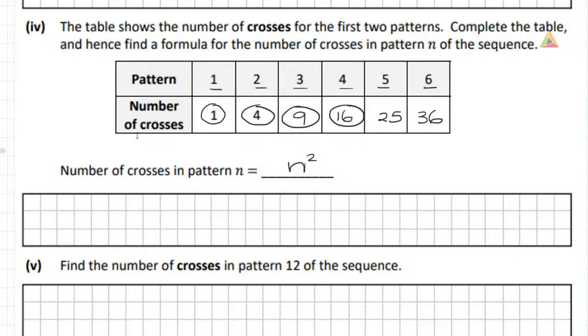Find the number of crosses in pattern 12 of the sequence. So here what they're asking me is how many crosses are in pattern number 12. So this is going to be n squared, and n is equal to 12. So the number of crosses is going to be 12 squared, which is 144.